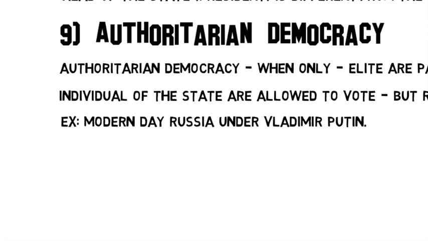And this is how the authoritarian form of democracy functions, where the elites become the part of the parliament and the parliamentary process, whereas individuals of the state have only the right to vote, but they don't have the right to contest the election, or they don't have a right to enter into the election process. So this is all about a simple point to understand authoritarian democracy.